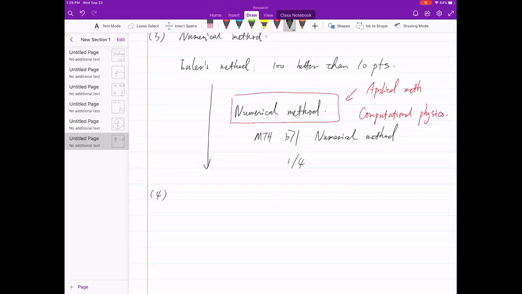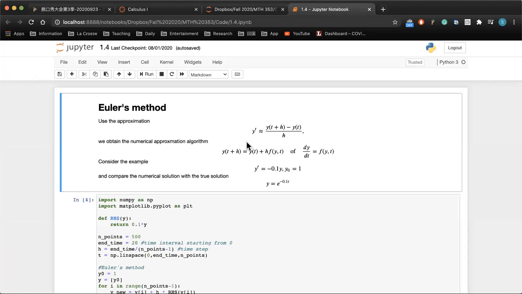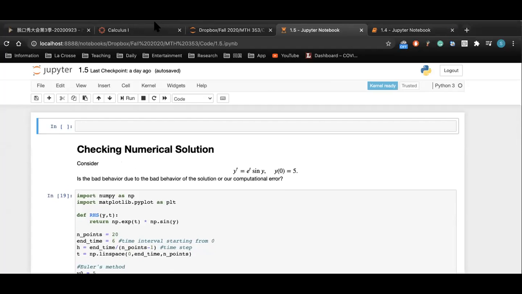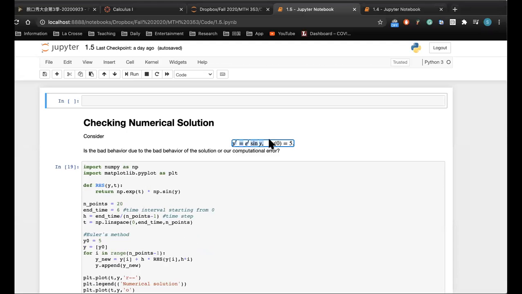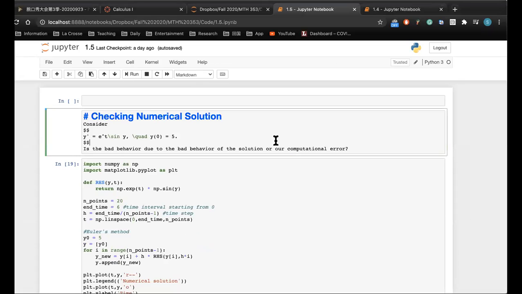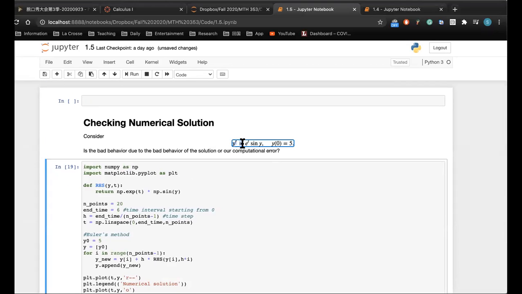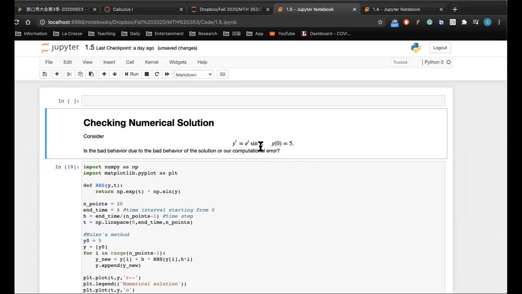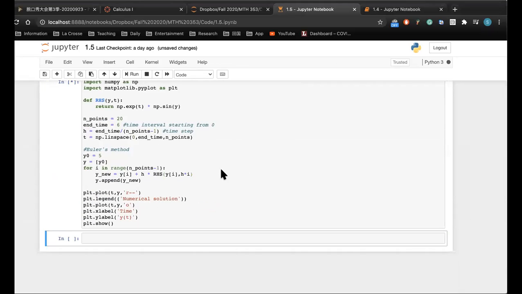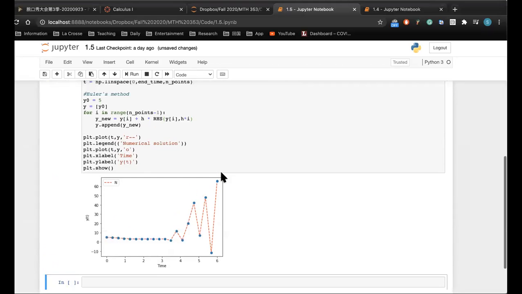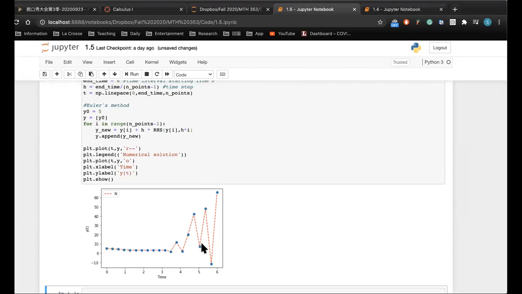This is a DFQ here. Actually, not this one. Let me do 1.5. Please take a look at this differential equation. You start from 5, you have e^t times sin y. Okay? If you code it by Euler's method, it's super easy. And this is what I got from the solution. So what's going on here? Oscillation. Things bumping around. Is it because Euler's method is bad?